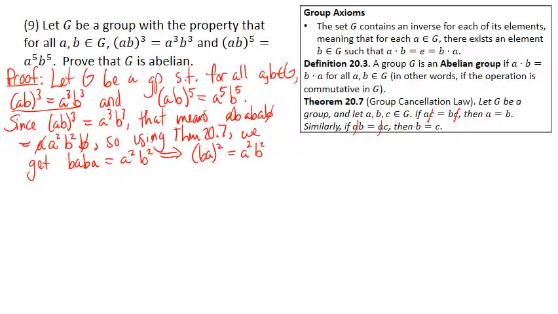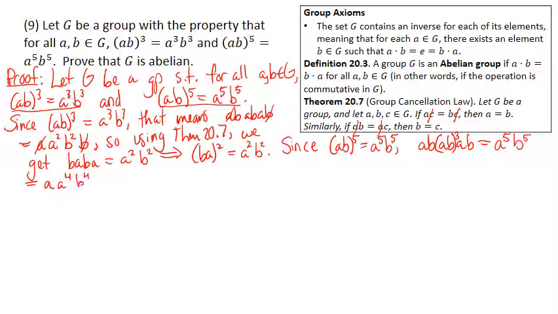Okay, so now that I have that, I'm going to try doing the exact same thing with my other equation, this one. So since (ab) to the fifth equals a to the fifth b to the fifth, that means that ab ab ab. You know what? Actually, I don't think I need to write them all out. I think I could put those three together like that, and then just have one ab on the left and one ab on the right. And then that is going to equal a to the fifth, b to the fifth, which is also equal to a to the fourth, b to the fourth, b.